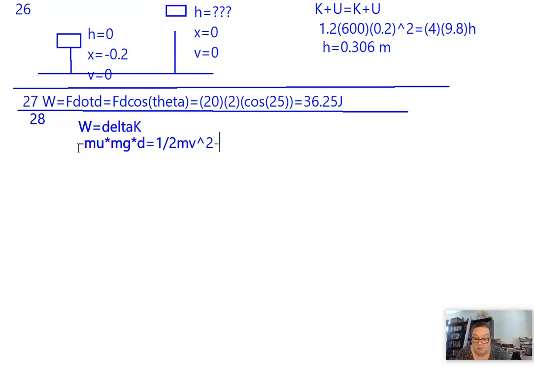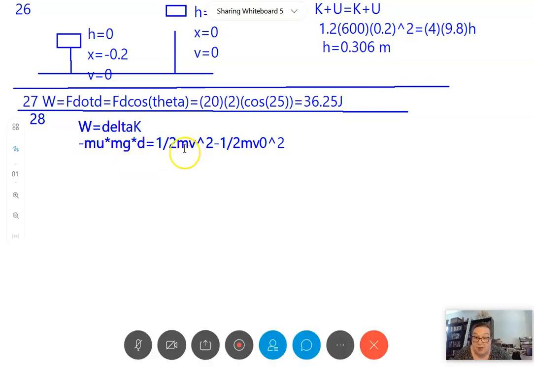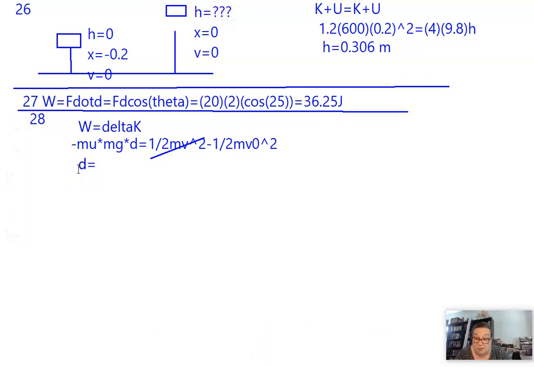V squared minus 1/2 m v initial squared. Now again, our final velocity is 0, so that whole term is going to go away. Try that again. That whole term is going to go away because our final velocity is going to be 0, and we want to solve this for d. So I'm going to get that d is equal to, and the masses cancel out as well, I should mention.